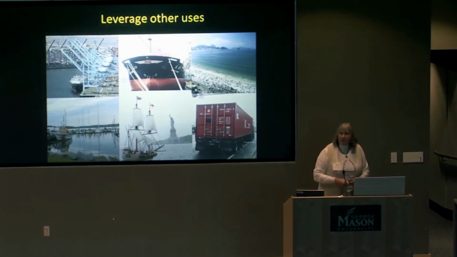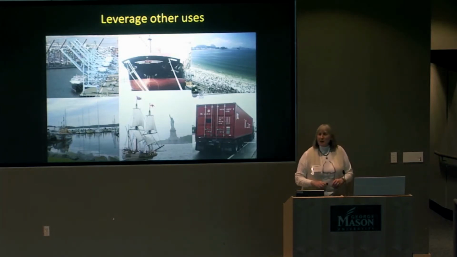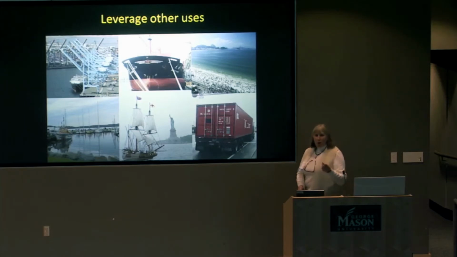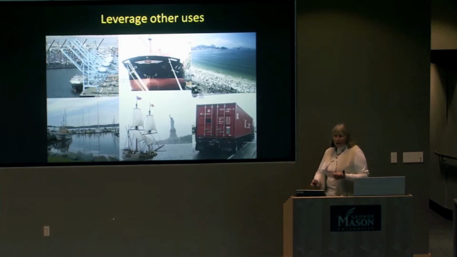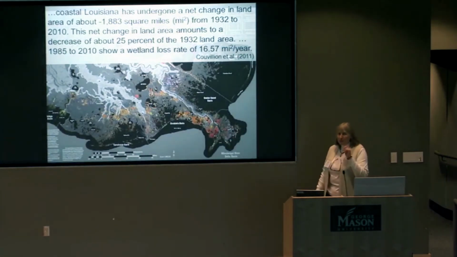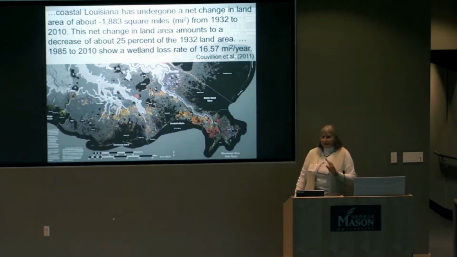So the secret here, and perhaps there aren't very many examples of places where we can do this, but I'm going to try and give you one just now, is to try to see how we can leverage some of the things that those other uses require in order for us to get better outcomes for the natural components of the ecosystem. And I'm just going to spend a couple of minutes on coastal Louisiana in this context.